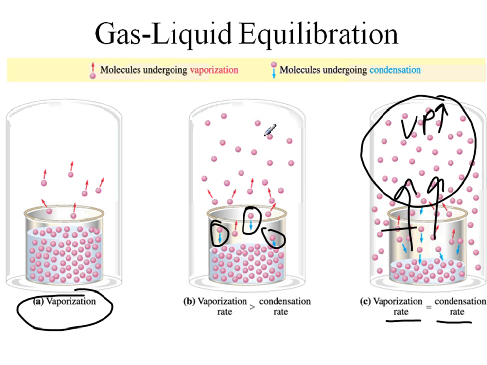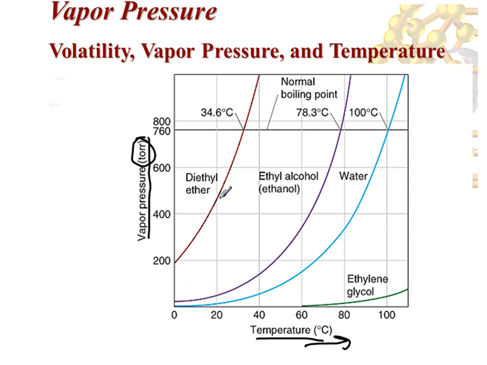So as you notice, if I start here with ether, actually I'll start with water. Water at 40 degrees Celsius, the vapor pressure is right around there. If I increase the water by 20 degrees Celsius, my vapor pressure increases, and it comes out about right there, a little bit under 200.